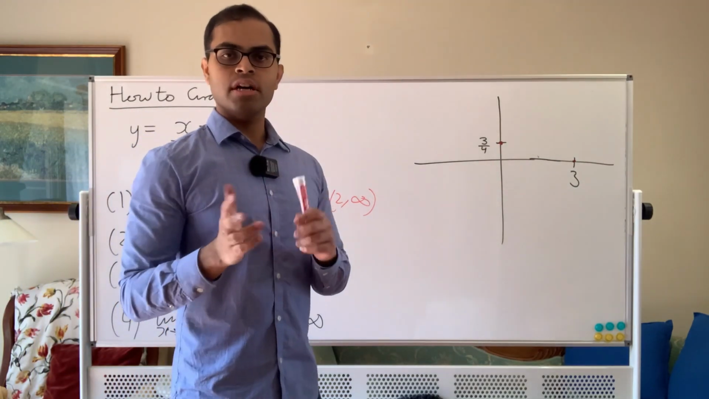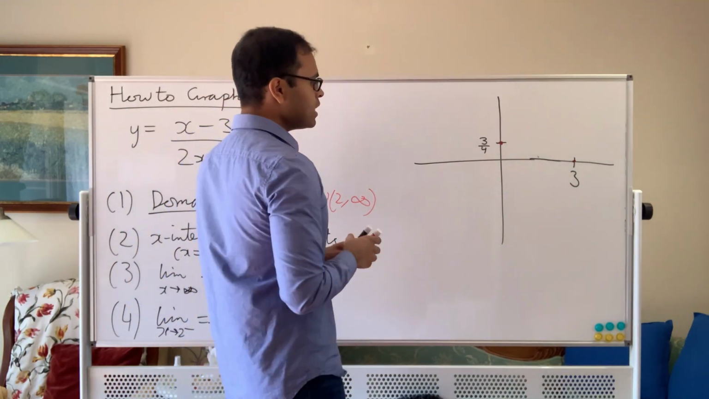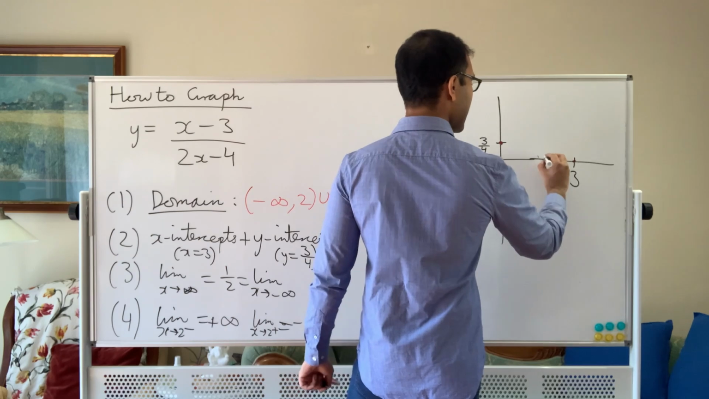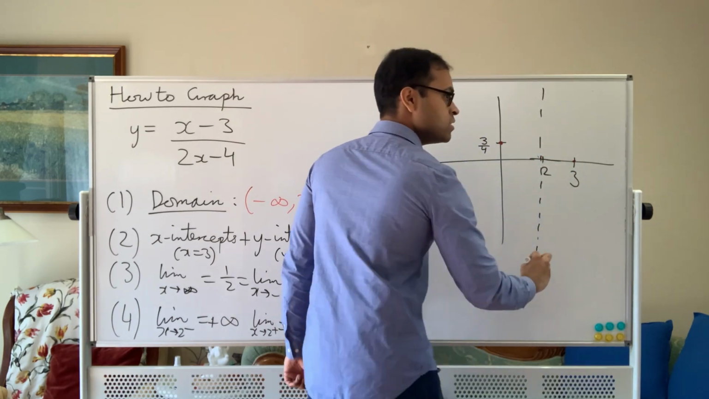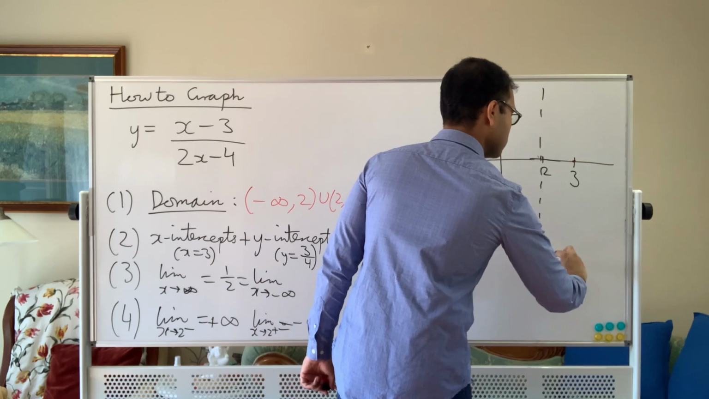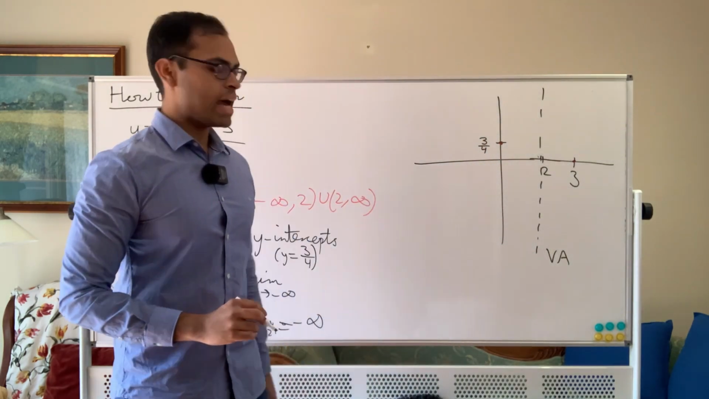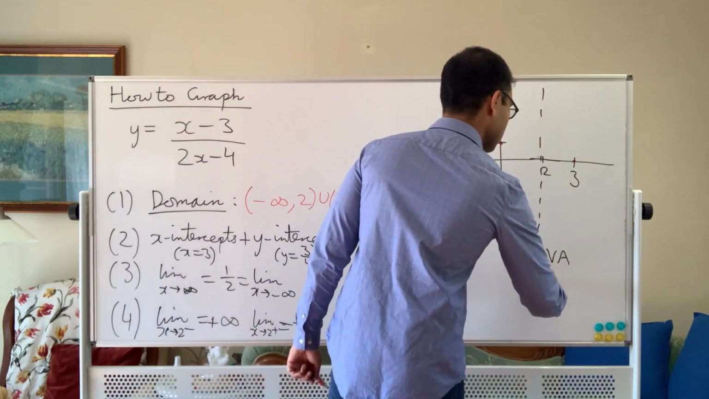And we know the limits are going to be plus or minus infinity. So what I like to do is just to draw a line at x equals 2. You can draw a vertical dashed line. This is what is called a vertical asymptote. Okay, so I write this as VA, vertical asymptote. This is the line x is equal to 2.